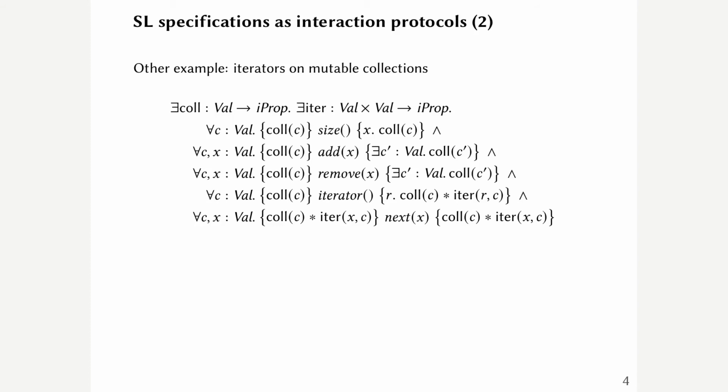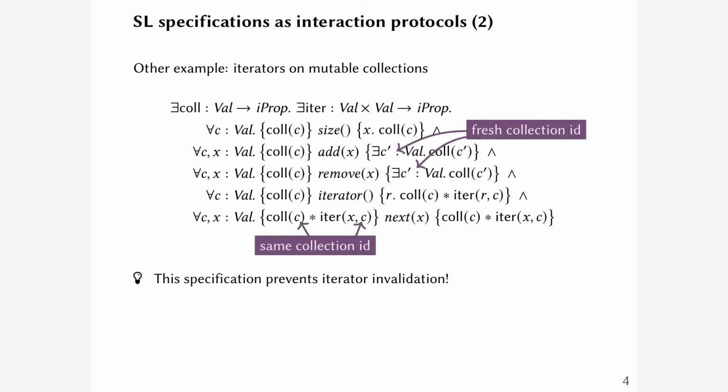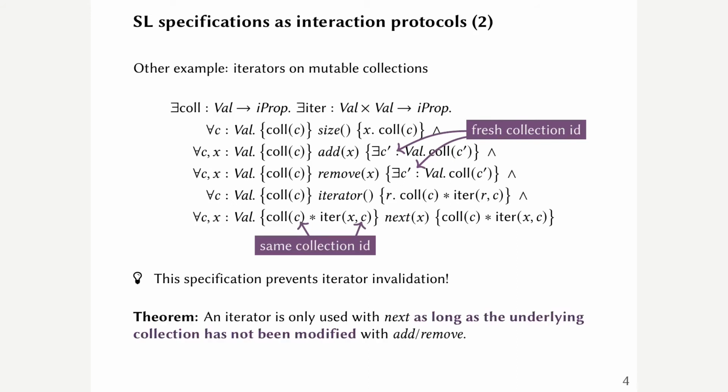Now, this specification is quite expressive. And indeed, a seasoned practitioner of separation logic can look at it and say, yes, I can see that this specification prevents iterator invalidation. And, well, indeed, add and remove generate fresh collection identifiers, while next requires an iterator and collection with matching collection identifiers. So it does follow that for any client of the library, an iterator is only used with next as long as the underlying collection has not been modified with add and remove.